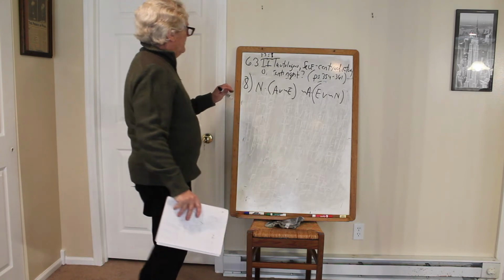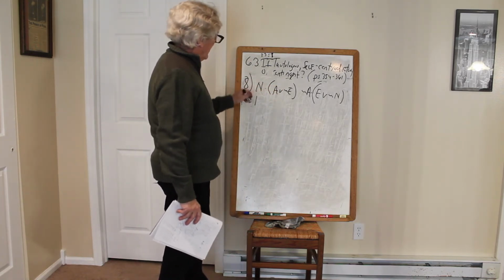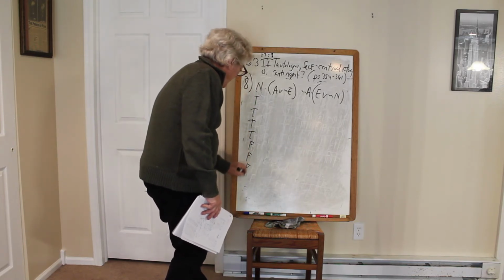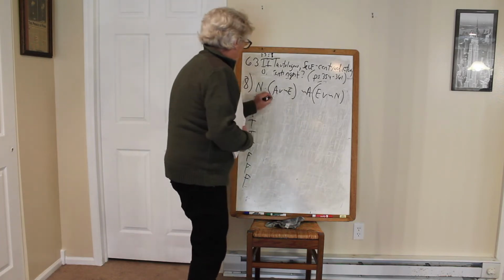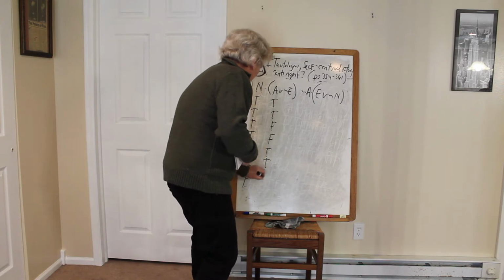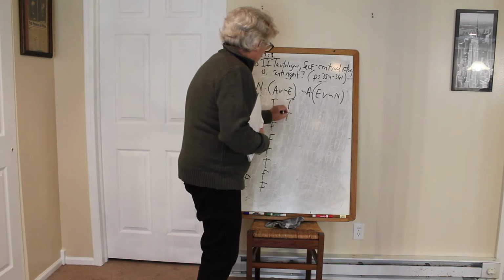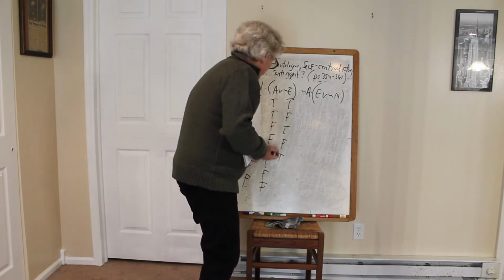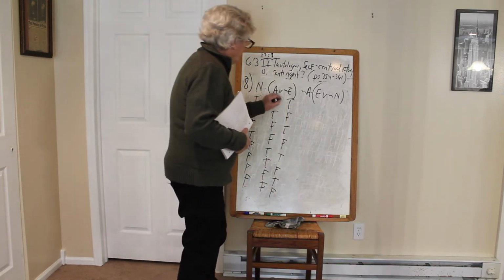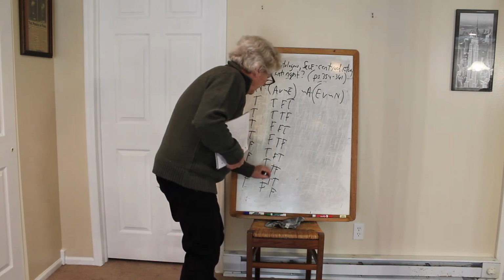So under N, you have 2 truth values and 3 letters, so 2 to the 3rd power is 8. 4 truths, 4 falses. Under A, true, true, false, false, true, true, false, and false. Under E, alternate true, false, true, false, true, false, true, false. Okay. Not E, false, true, false, true, false, true, false, and true.